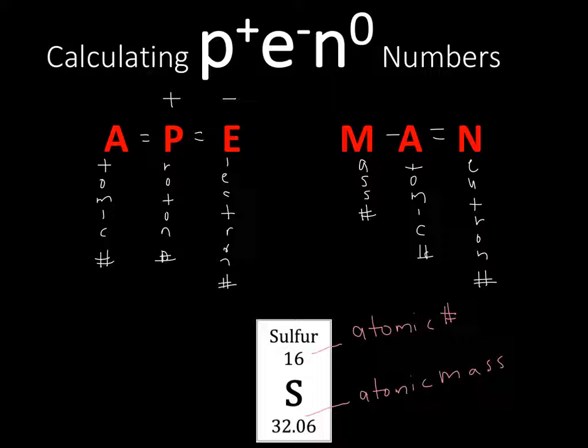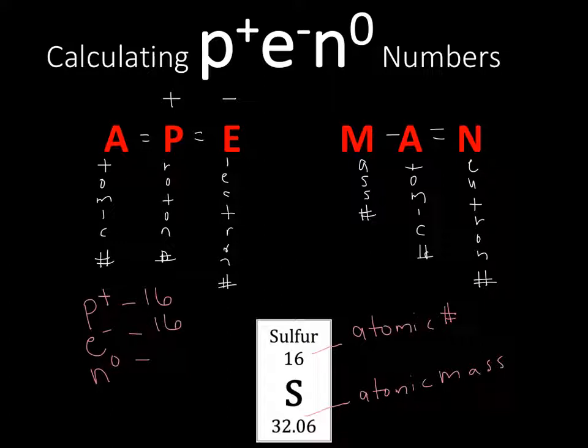Alright, so if we're looking for our pen numbers, protons is the atomic number. So that's 16. Electrons is the atomic number, or the number of protons, which is also 16.